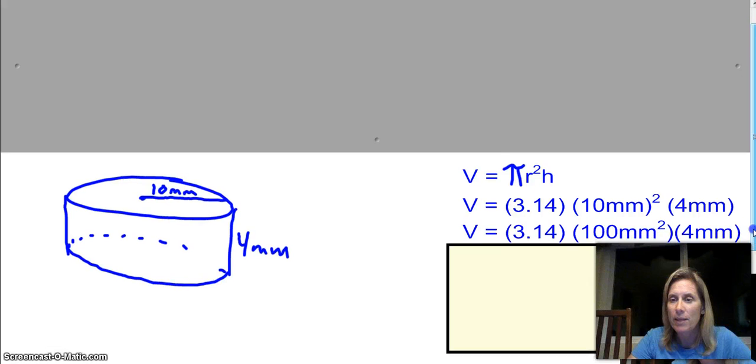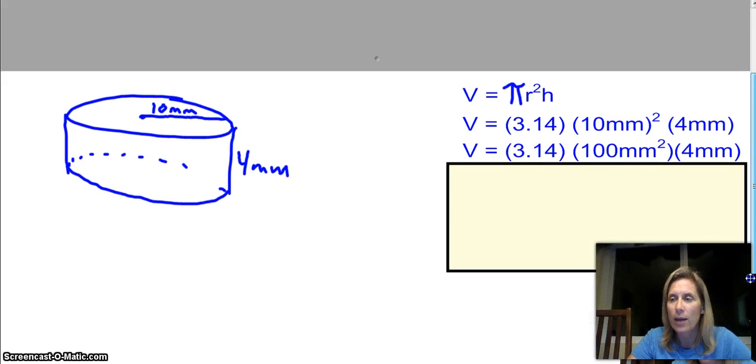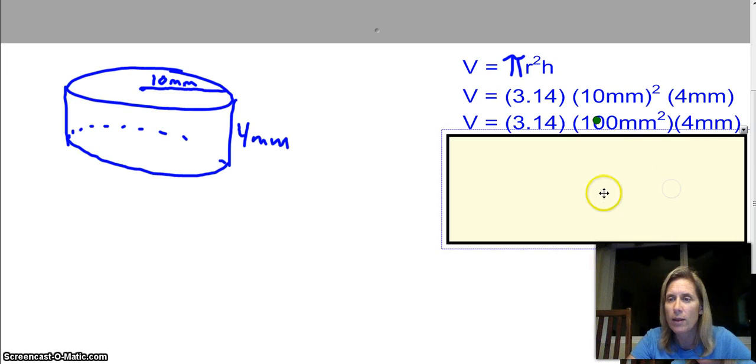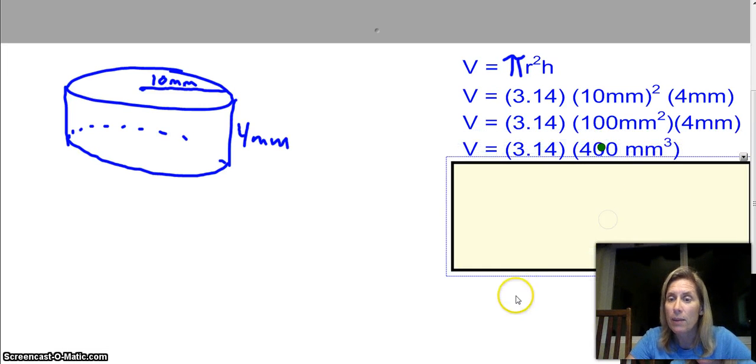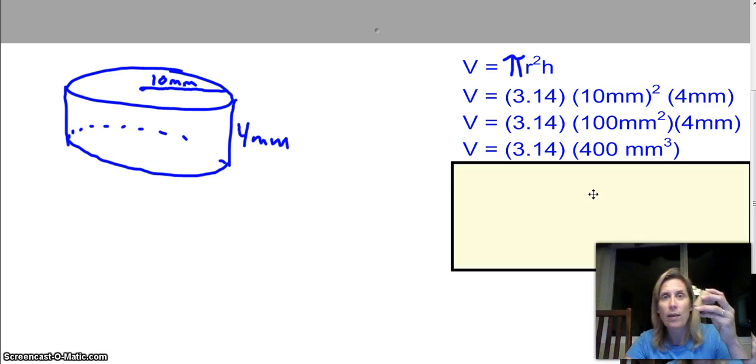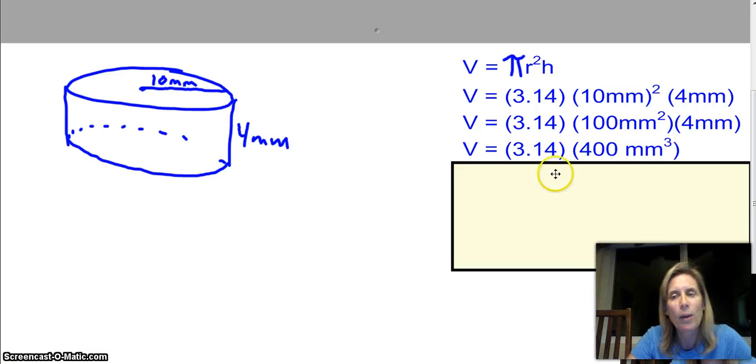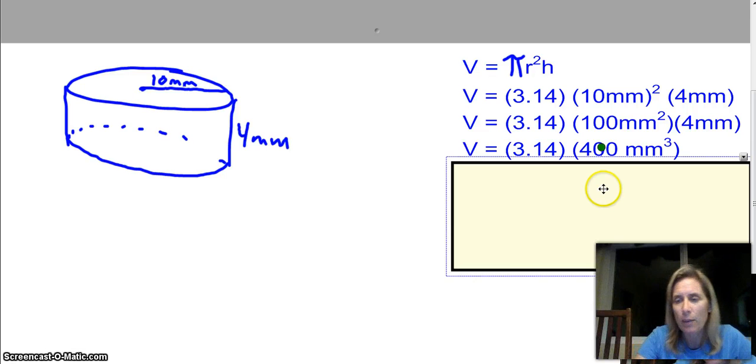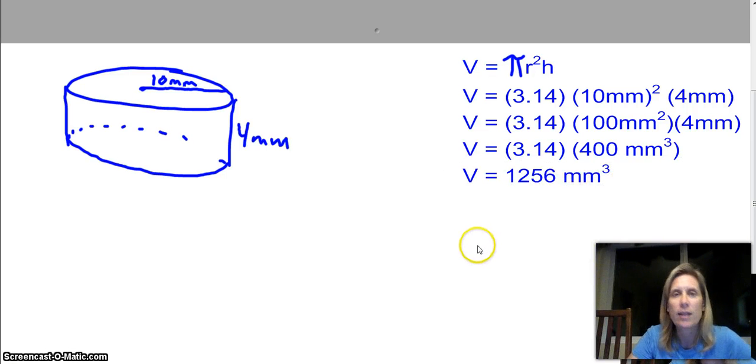So let me see if I can raise this up a little bit. There we go. I might just do 100 times 4. That's just 400. 400 millimeters cubed now. So there we have again our 3 dimensions that we have with volume. So we have the area here in 2 dimensions and then a third dimension here. When we multiply 3.14 times 400, we end up with our answer, 1256 millimeters cubed.